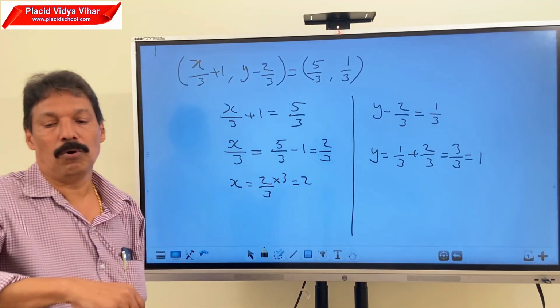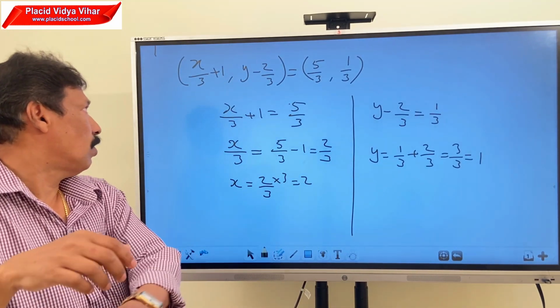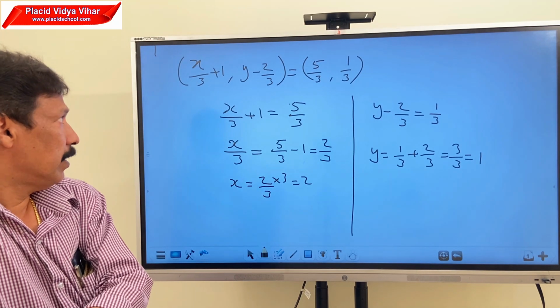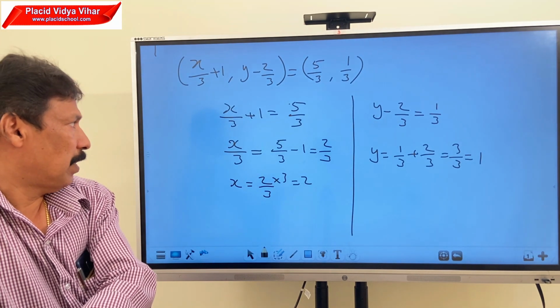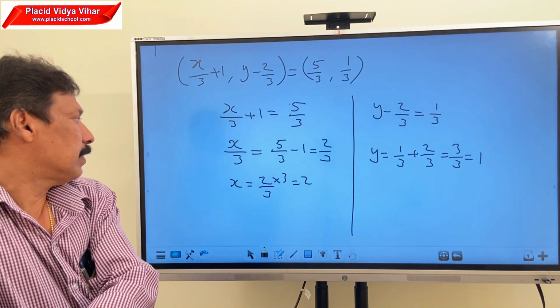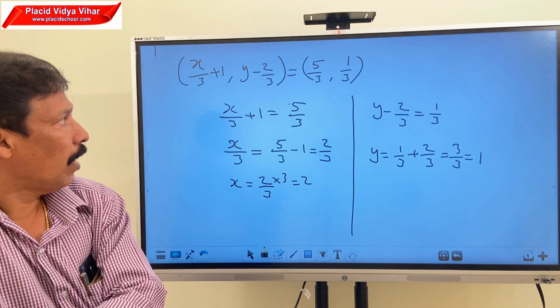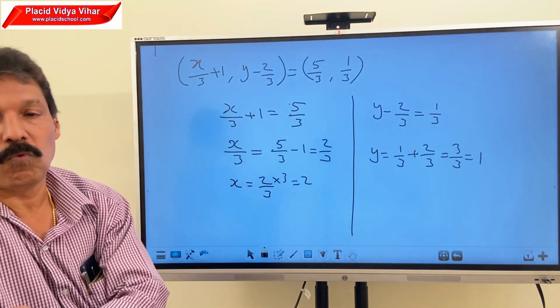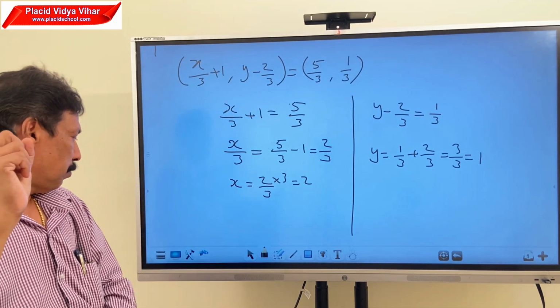So for the two ordered pairs (x/3 + 1, y - 2/3) equal to (5/3, 1/3), we can solve and get x equal to 2 and y equal to 1. Then we move to our next problem.